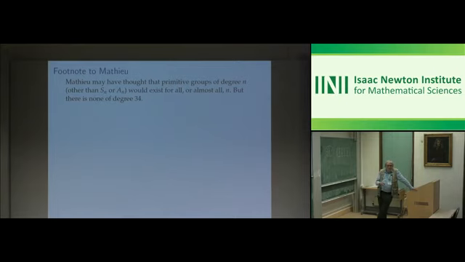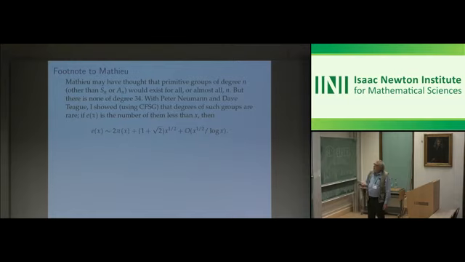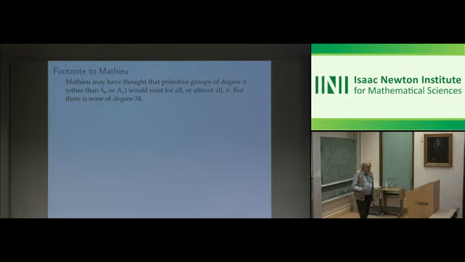So this is a footnote to Mathieu, as Anna told us. I'll go quickly through this. Before I do, there's no primitive group of degree 34 other than Sn or An. But prior to the classification, that would have been a really tough job to prove. It probably could have been done, but probably would have been worth a PhD.